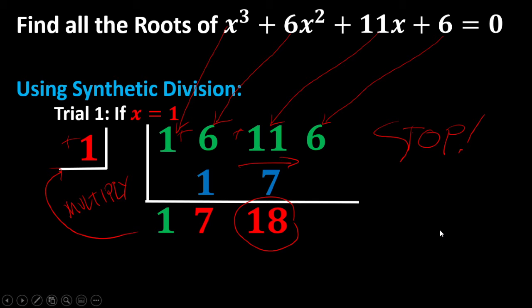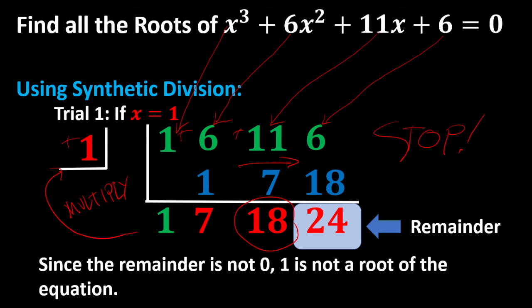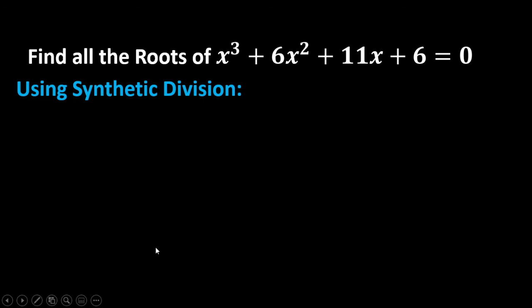Pero, syempre, ituloy pa muna natin. And 18 times 1, 18. 6 plus 18 is 24. The remainder is not 0. Therefore, 1 is not a root of the equation. Next, how about negative 1?